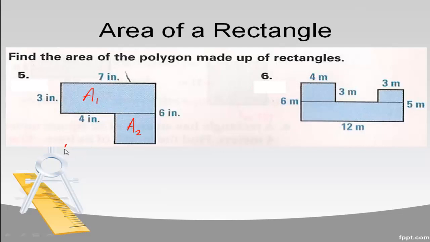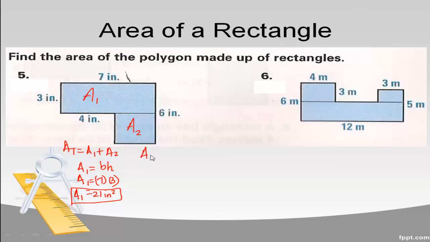Okay, so the total area will be area 1 plus area 2. Let's work with area 1 first. Area 1 would be base times height. So let's see if we have the base. Base would be 7 inches, and the height would be 3 inches. So area 1 is equal to 7 times 3, which is 21 square inches. That's area 1.